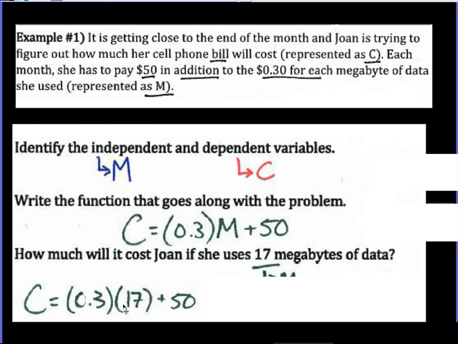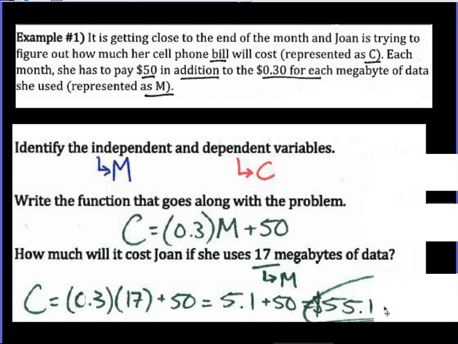And so again, we're just going to simplify this right side. We're going to do 0.3 times 17 first. And so we're going to have 5.1, which is that left side, plus 50, and so that's going to be $55.10.